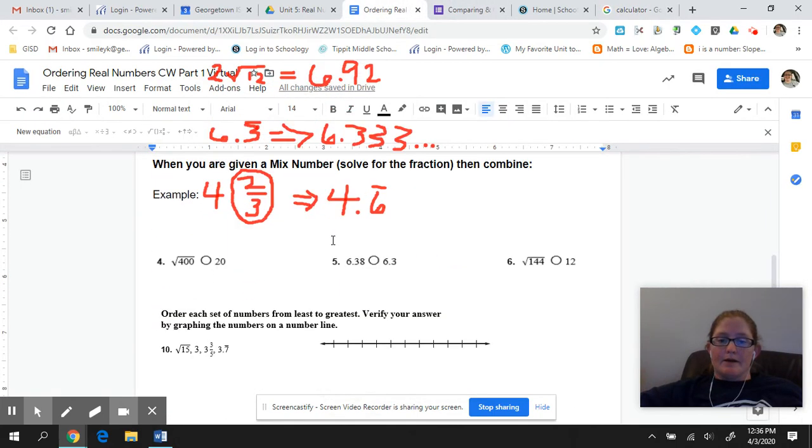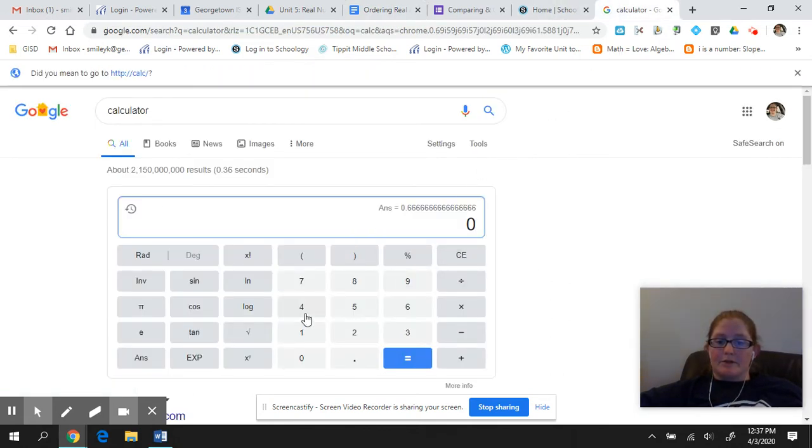Now, if we look here, you're going to have ones where you're going to compare the two. So it would be good to make them decimals. One of them might already be a decimal, so you don't have to do anything. The square root of 400, you're going to be using your calculator a bunch, so make sure you always have that open.